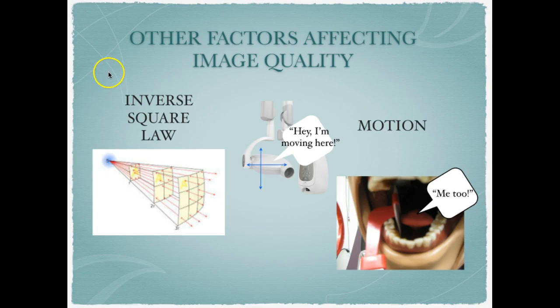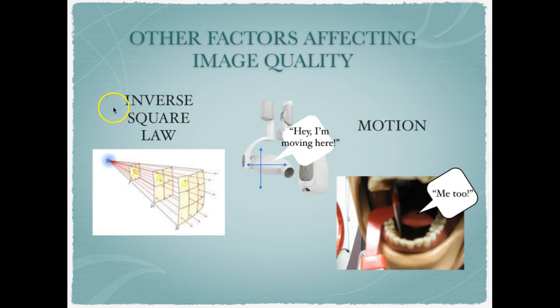Other factors affecting image quality, let's go over here to motion. We talked about PID drift causing a fuzzy image, patients moving their head, or moving the image receptor with their tongue. Any motion like that will cause a penumbra, a fuzzy image, or a very blurry image.